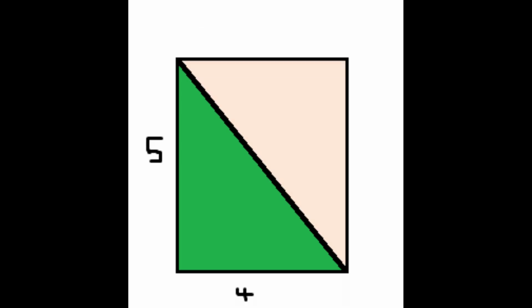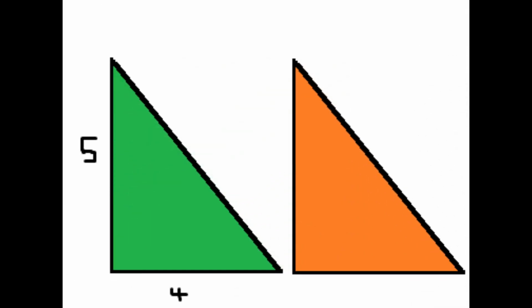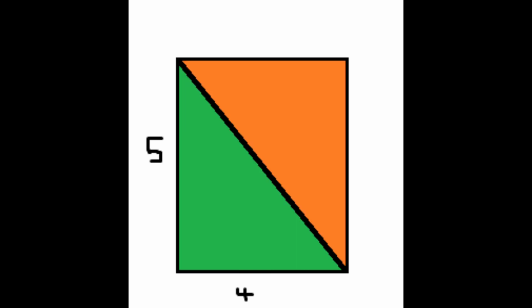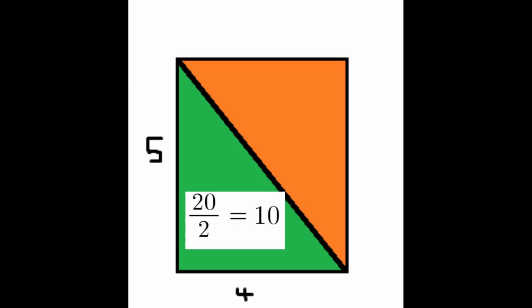But if we keep this rectangle here, you'll probably notice that the new section is the same as the original section, just rotated, meaning two of our triangles have the same area and fit perfectly in this rectangle. And as we already know the width and height of this rectangle, we can get its area, which is 4 times 5, or 20, and half it to get the area of this triangle, which is 10 units squared.